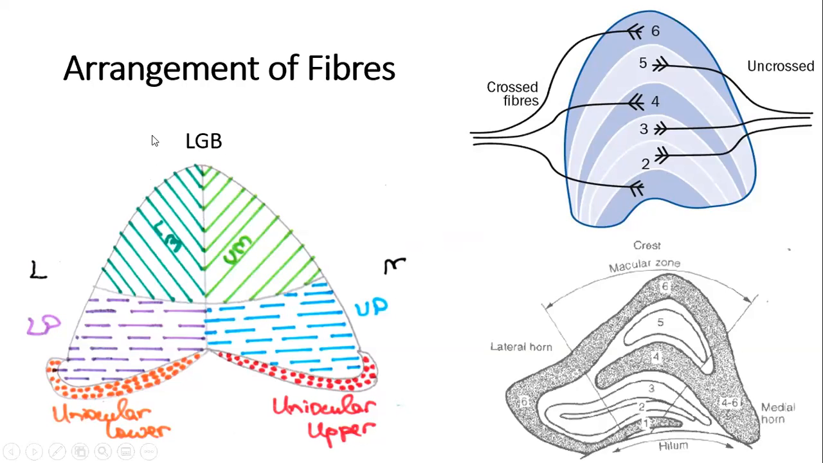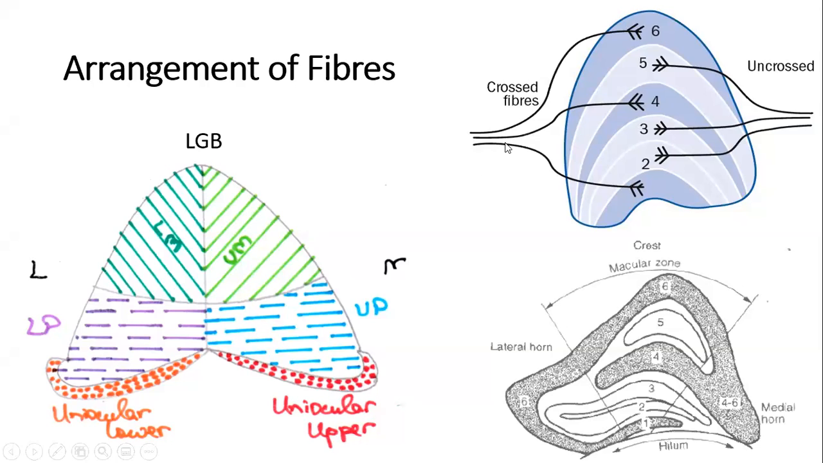Apart from this, the lateral geniculate body has various laminae. So they have named them 1 to 6. So here the crossed fibers go to laminae 1, 4 and 6, whereas the uncrossed fibers go to laminae 2, 3 and 5. Okay. So consider this upper peripheral quadrant here, the upper peripheral area. These include same side upper temporal fibers and opposite side upper nasal fibers.